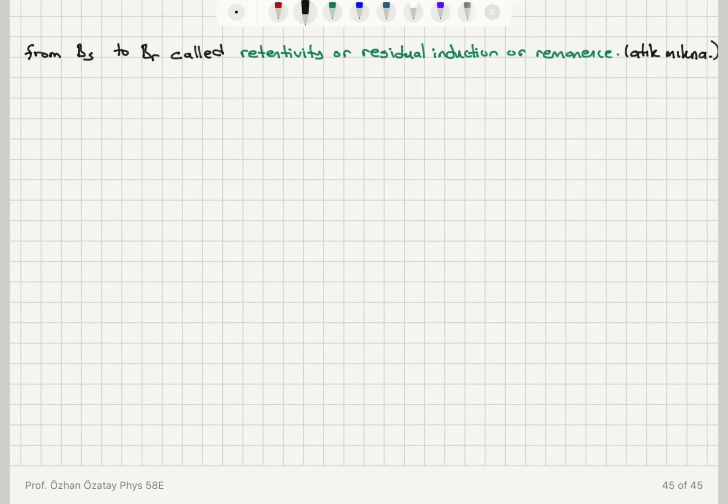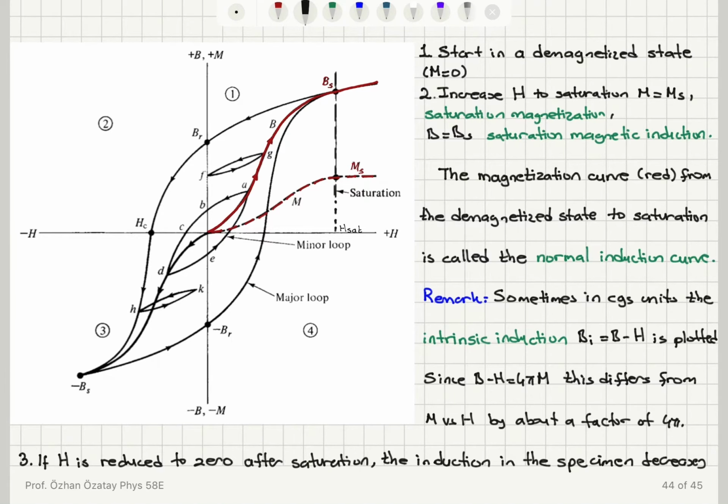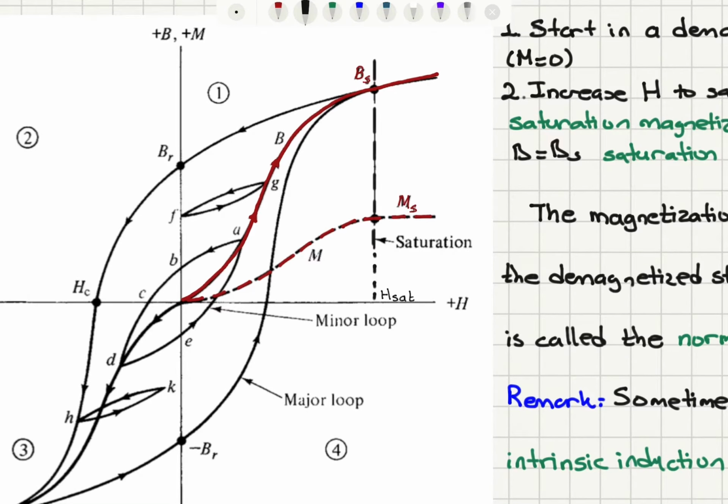Okay. So let's see this process now. We have reached the saturation. Now we're going back to 0 magnetic field. So that appears along this path. So we have reached saturation. Now we're going back to 0. And what we see here is this residual induction Br value. So even though the magnetic field has been decreased to 0, we still have retentivity, residual induction, or remanence.